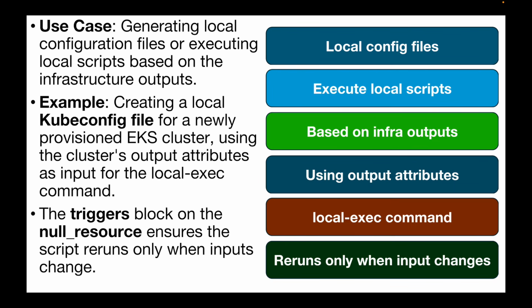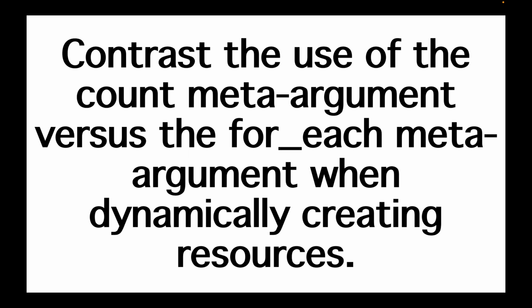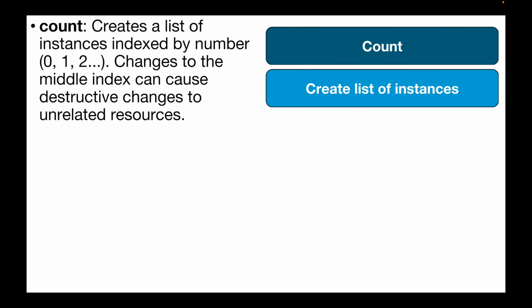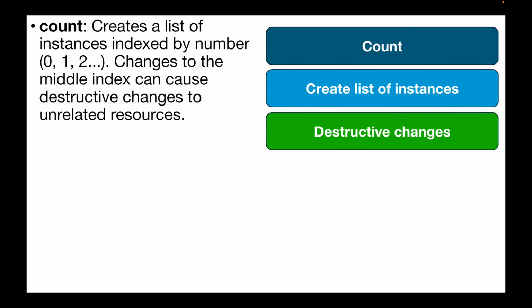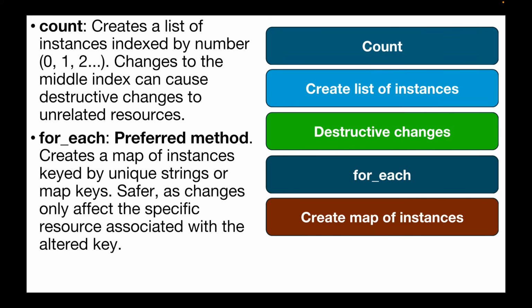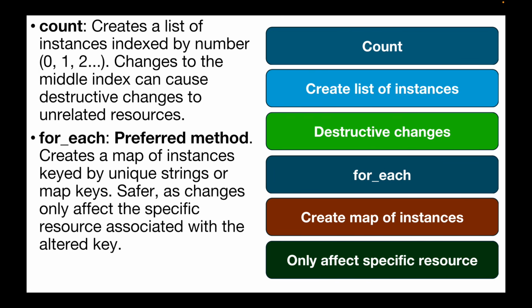The next question we have is, contrast the use of the count meta argument versus the for_each meta argument when dynamically creating resources. Your count meta argument is used when you want to create a list of instances indexed by number, like 0, 1, 2, 3, and so on. If there are any changes to the middle index, it can cause destructive changes to unrelated resources. for_each, on the other hand, which is the preferred method, creates a map of instances keyed by unique strings or map keys. These are safer, as changes only affect the specific resources associated with the altered key.